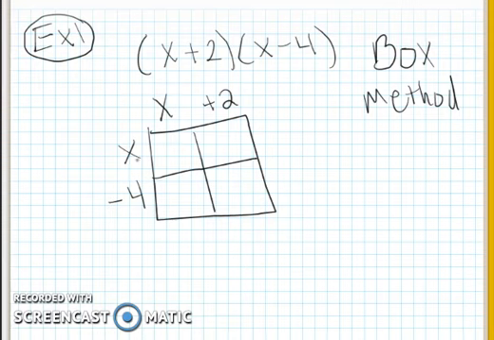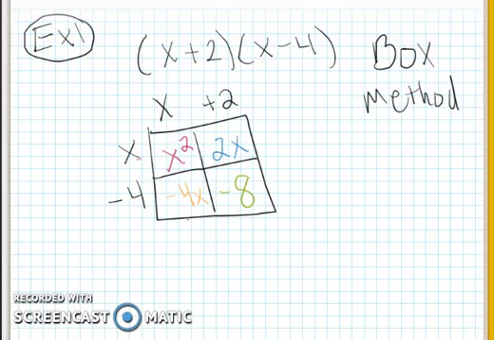So x and x, notice they share this box, so that's going to become x squared. Then we're going to do x times 2. So you follow the boxes, 2 and x, that becomes 2x. And then we're going to follow the square over, x and negative 4, so that's negative 4x. And then last but not least, we're going to do 2 and negative 4, which is negative 8.